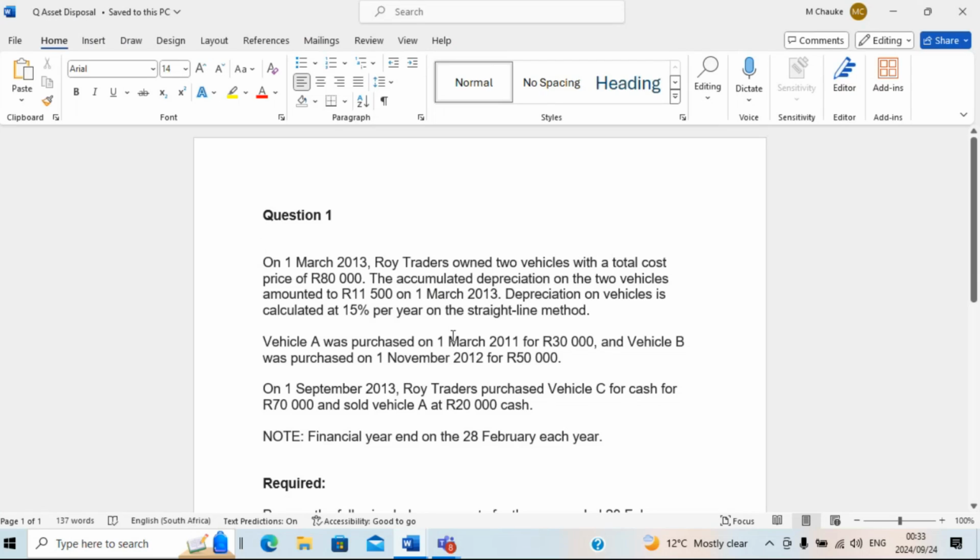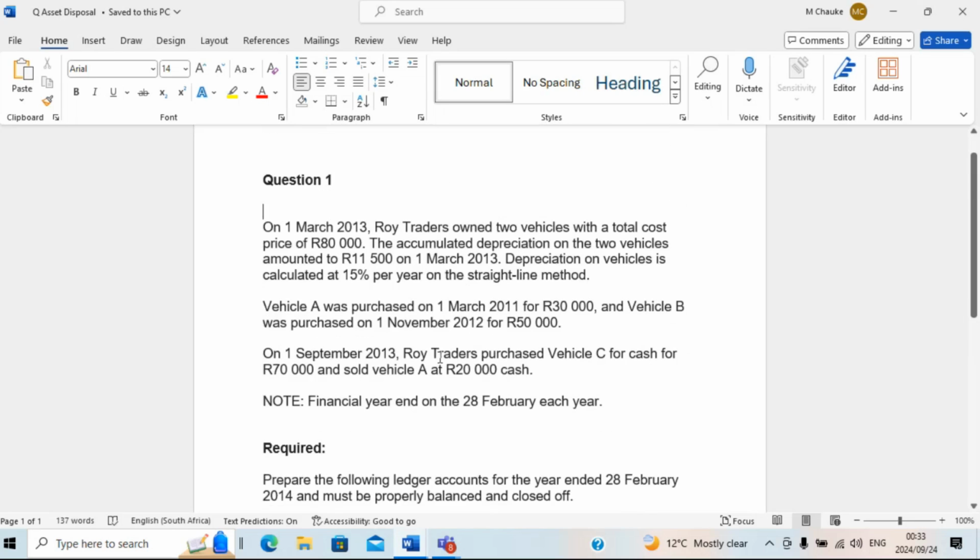Today I'll be helping you on how to prepare the asset disposal, the asset account, and the accumulated depreciation and depreciation account, right? And on how to calculate depreciation using the straight line method, a very easy method, most of the people say.